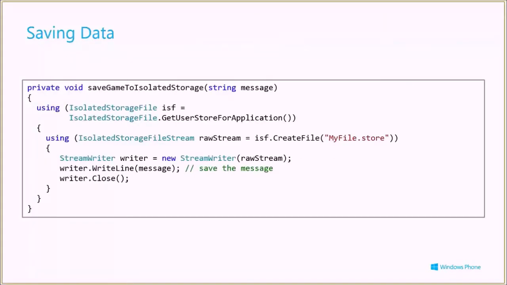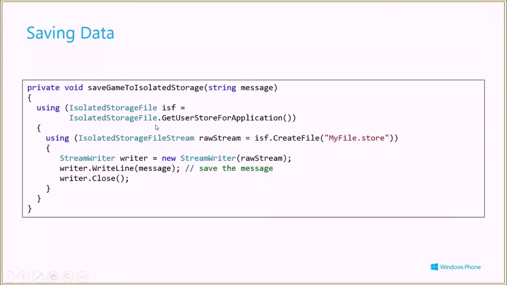So this is an example. This slide shows how simple it is to create a file in isolated storage and to write a string into the file. First of all, you get a reference to the isolated storage file, which is here ISF, and then the second thing you do is use the isolated storage file.